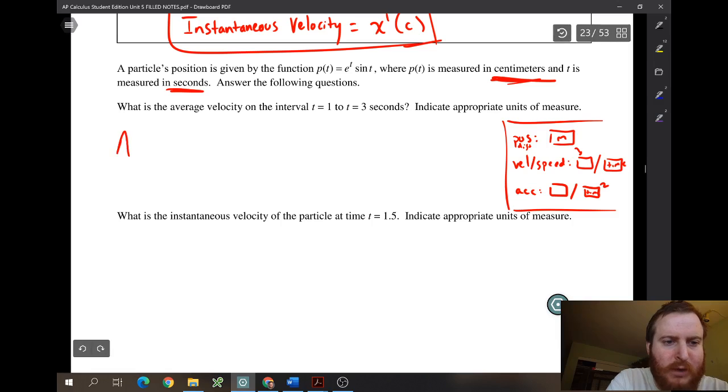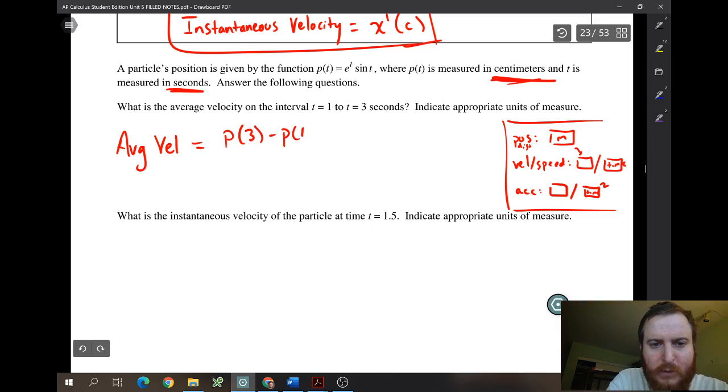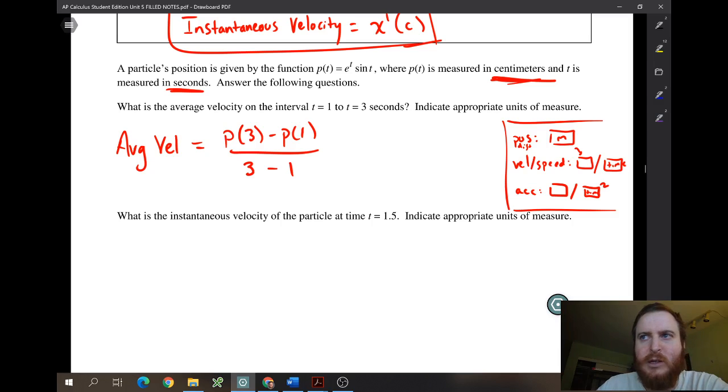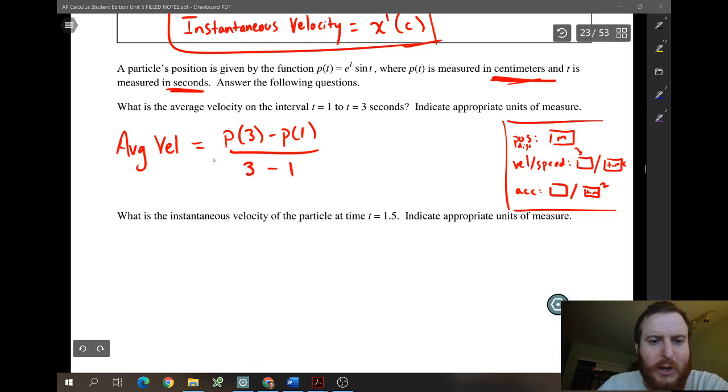So here, average velocity, right? Our formula is going to be, I'll use p because they gave us p, but it's the same as x, right? p of 3 minus p of 1 divided by 3 minus 1. Now this is a calculator question, right? We have e to the t. So you guys can pause this video if you need to and pull out your calculator. And so we're going to type these into our calculator and get the answer.